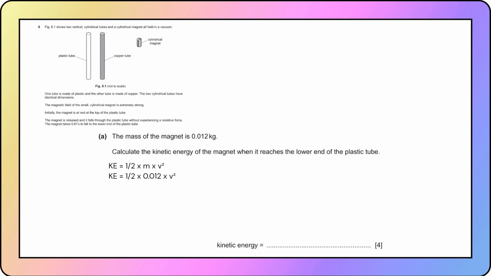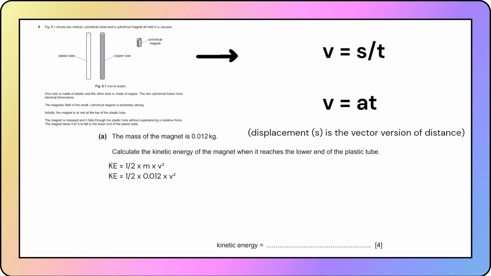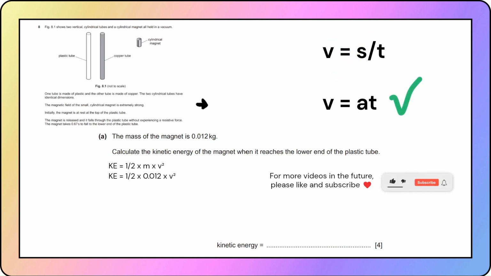Now, there are two formulas we could use to get the velocity. Velocity is equal to displacement divided by time, and velocity is equal to acceleration multiplied by time. We can't use the first formula as we don't have the displacement the magnet covered. But in the second one, since the magnet experiences no resistive force, we can use the acceleration of free fall, 10 meters per second squared.